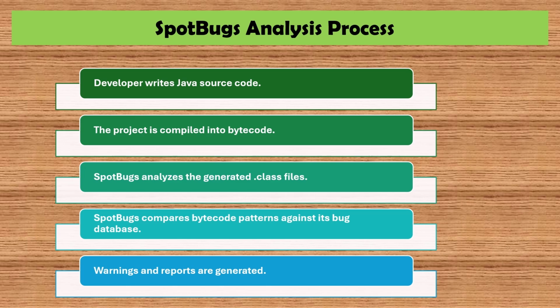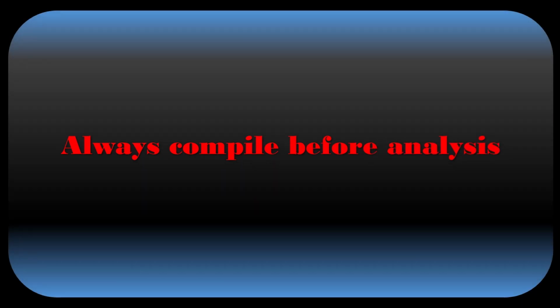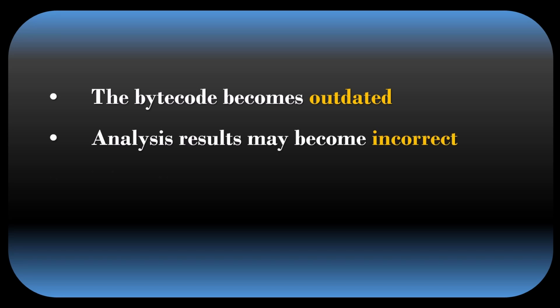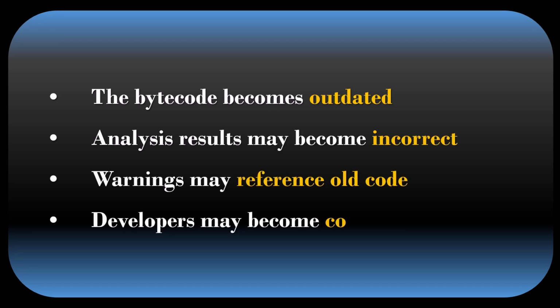One extremely important concept is always compile before analysis, as SpotBugs analyzes the compiled bytecode. If the source code changes but the project is not rebuilt, the bytecode becomes outdated, analysis results may become incorrect, warnings may reference old code, and developers may become confused. So therefore, always clean the code, rebuild the project, and then run SpotBugs. This ensures accurate analysis.